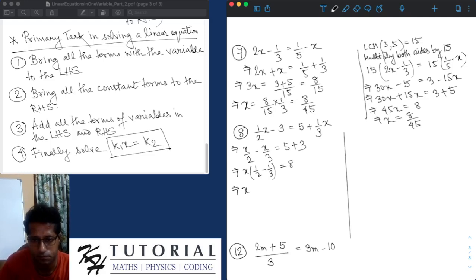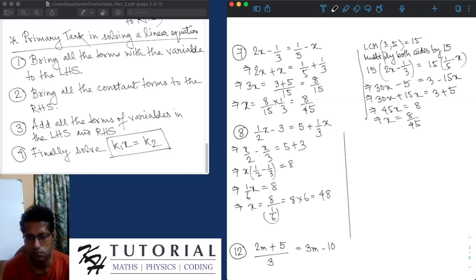So this becomes 1 by 6 into x equals 8, and this implies, remember that x equals 8 divided by 1 by 6, which is nothing but 8 into 6, that is 48. So let me check once again if I did it correctly or not. Half minus 1 by 3 is 1 by 6, fine. 1 by 6 is 8, yeah, it is fine.